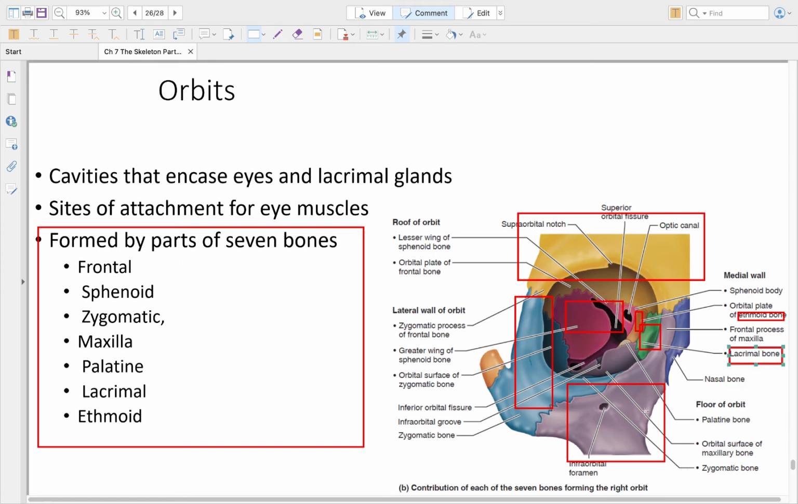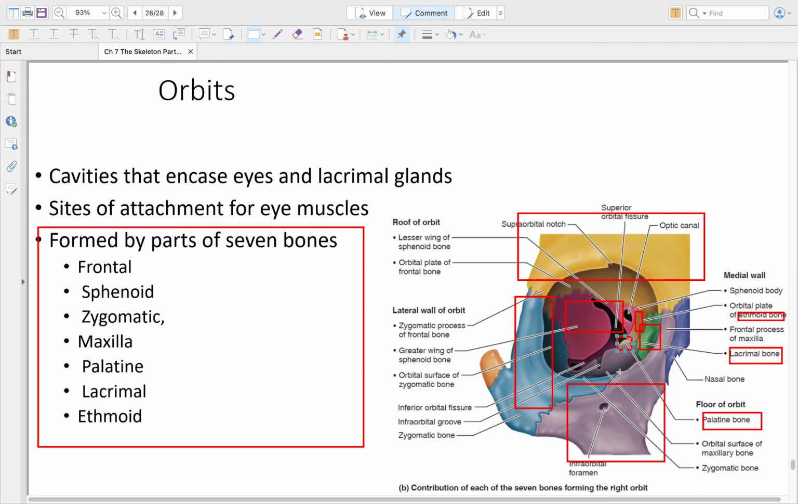And the palatine bone, we can see the floor of the palatine bone, and it's right there, this beige color. So these 7 bones make up your eye socket, and ultimately they encase the eye.